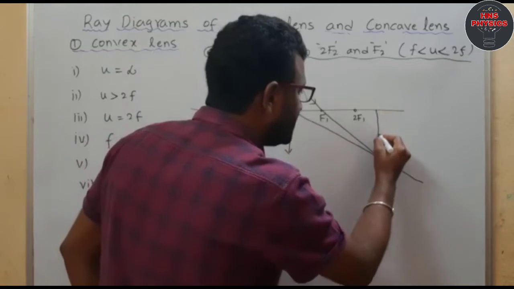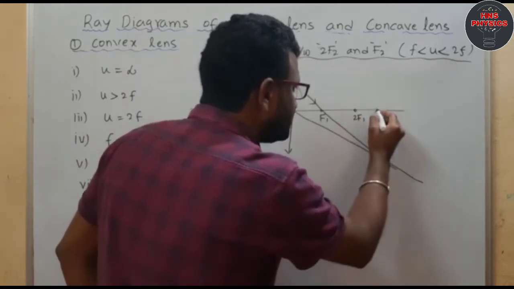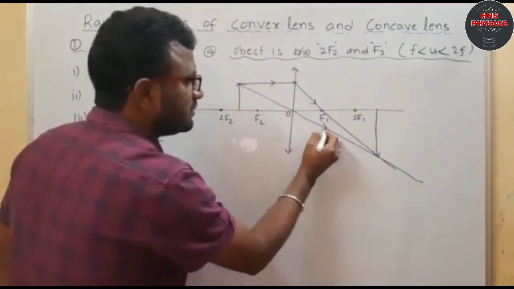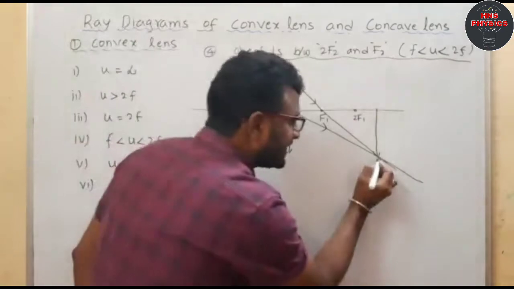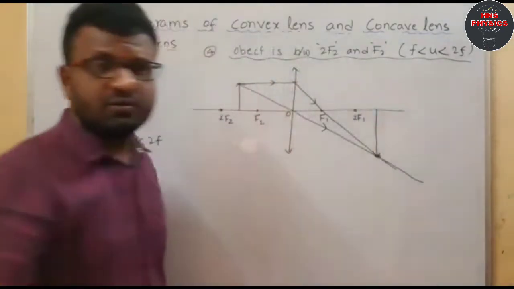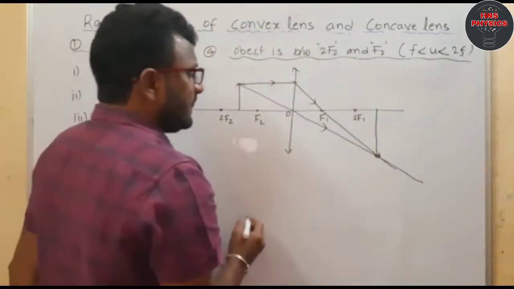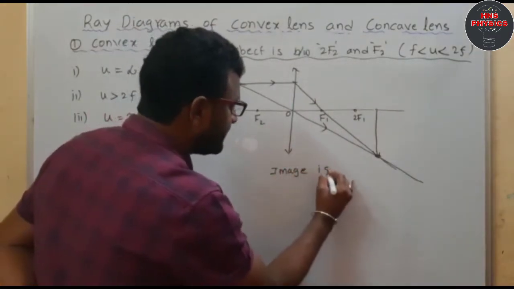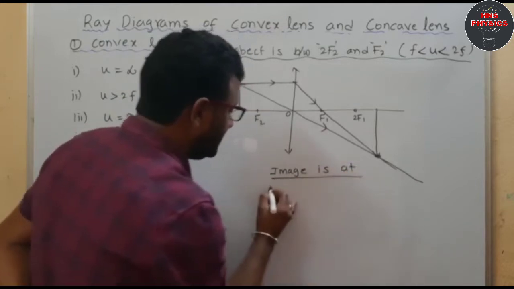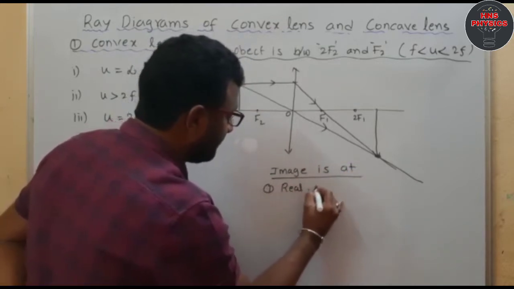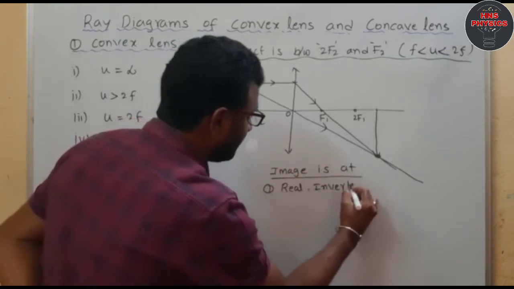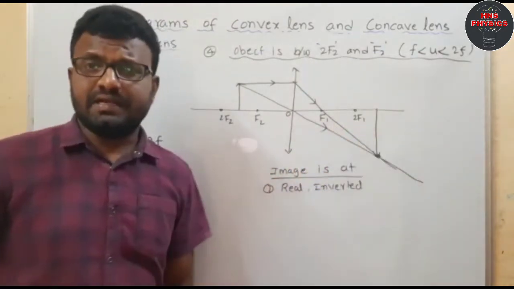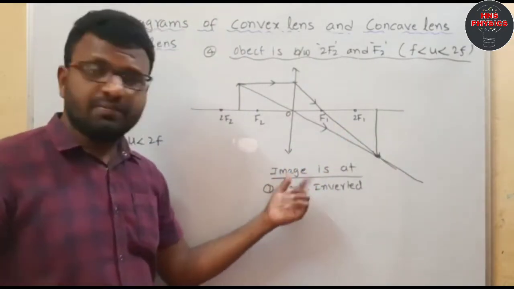So that means here the image is formed behind 2f, meaning these refracted rays meet behind 2f1. So here the first property of the image is real and inverted. That means this image we can catch on a screen, so that's why it is called real and inverted.